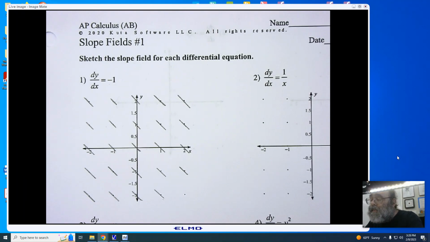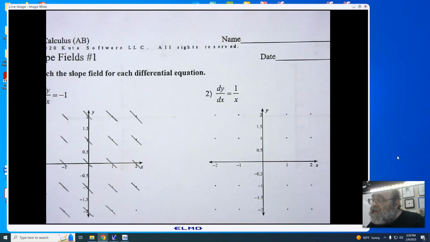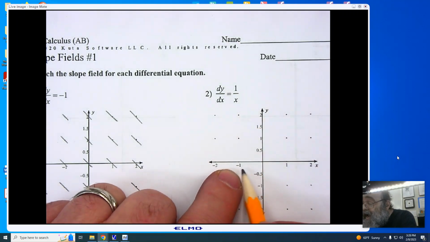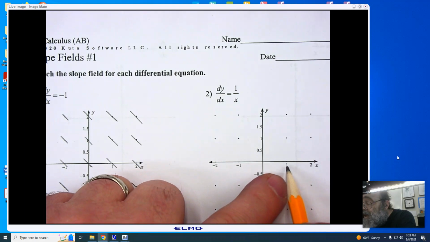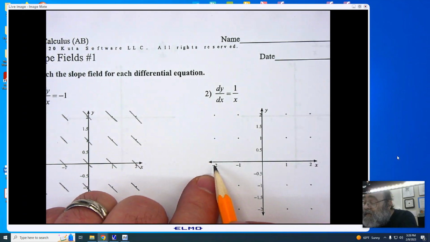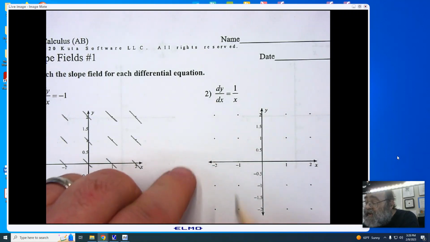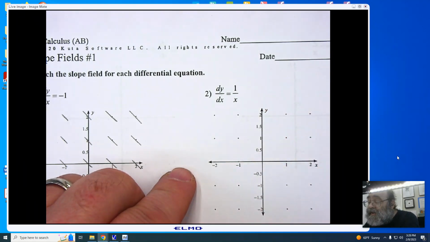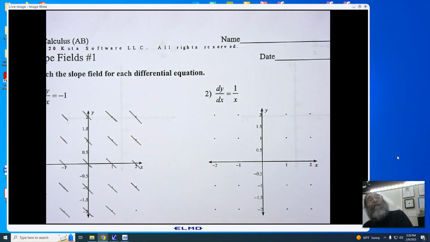Look at number 2. We now have 1 over x. So if I use x equaling negative 1, you'll notice I'm going to get a negative 1 slope. But if I use x equals 1, I get a positive 1 slope. If I use x equals 2, I get a 1/2. And if I use x equals negative 2, I get a negative 1/2. And you'll notice it's always going to be consistent all the way up and down. We do not have anything on the y-axis because that's where we have a vertical.